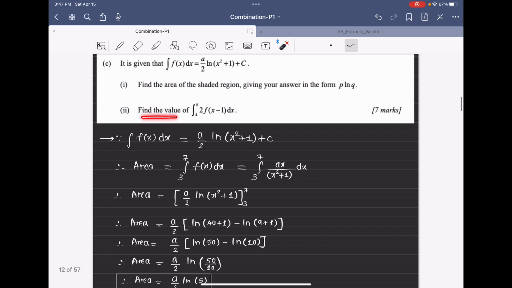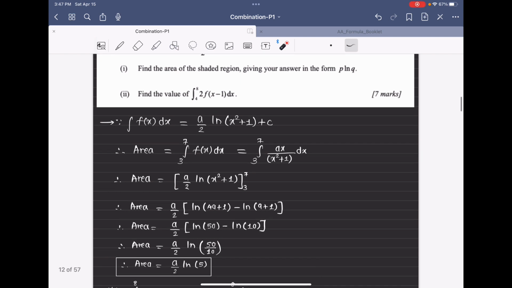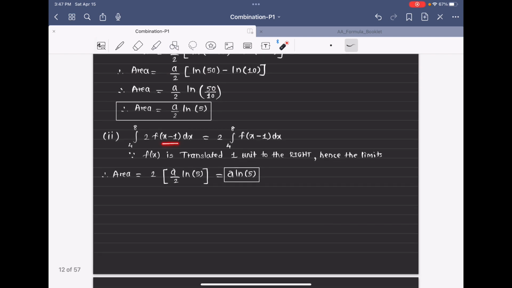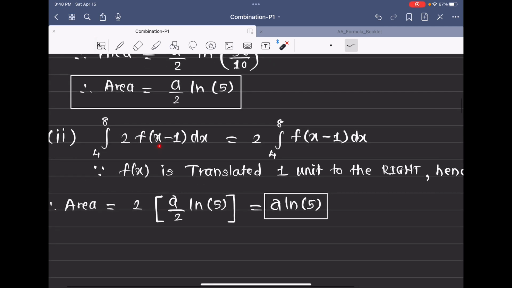Second part, find the value of the integration from 4 to 8 of 2 times f of x minus 1 dx. Now what is happening with f of x minus 1? This is basically a transformation. When you do f of x minus 1, or x minus something, the graph is not moving left by that unit, the graph is moving right by that unit, because by default the sign between x and the horizontal translation is minus. If it is a minus, then this value is positive. That means the graph is moving 1 unit to the right.